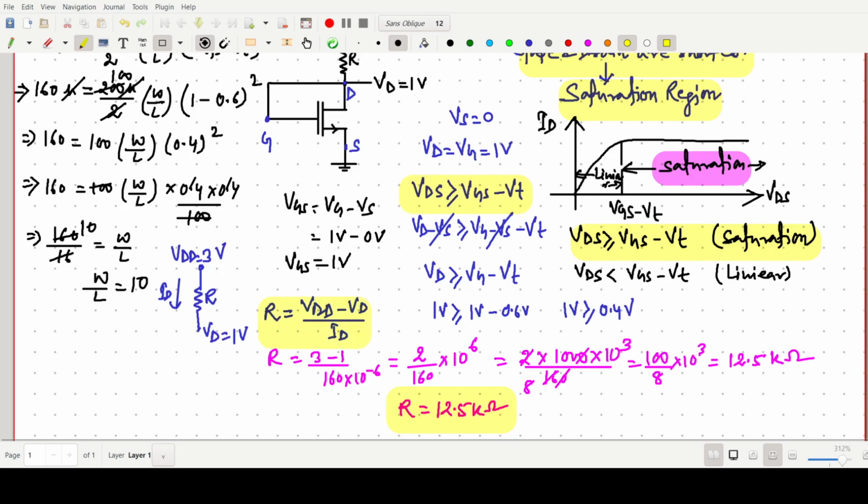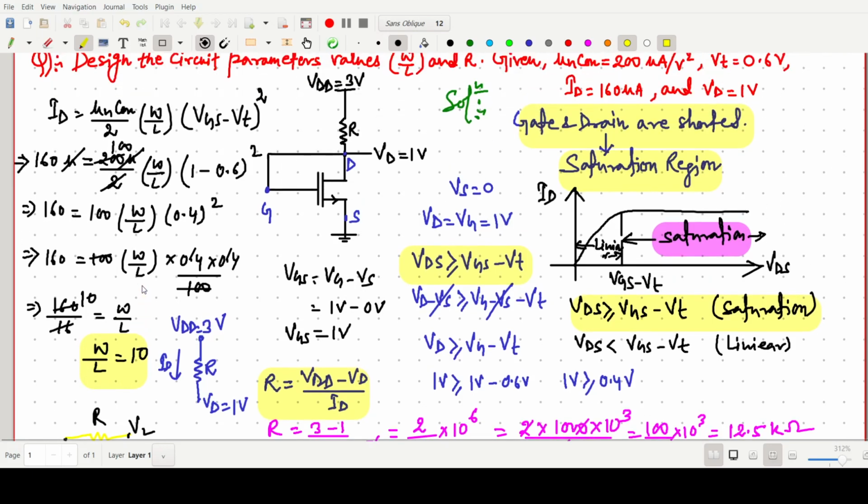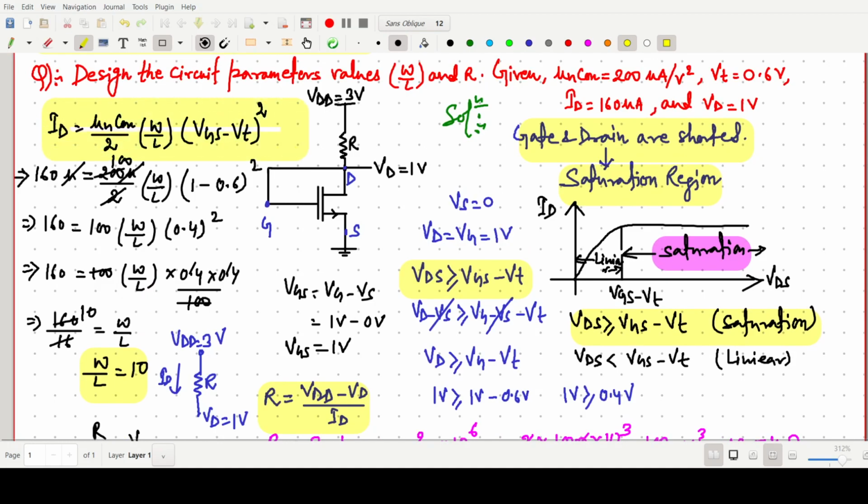We have used this concept, and once again I am repeating: this one is R, with some potentials V1 and V2 and some current I flowing. So this I will be V1 minus V2 by R, so R equals this. So the R value is okay. Now W by L we can easily find using the drain current equation in the saturation region. We first identify in which region the circuit is operating; where gate and drain are shorted, it is obviously in the saturation region.